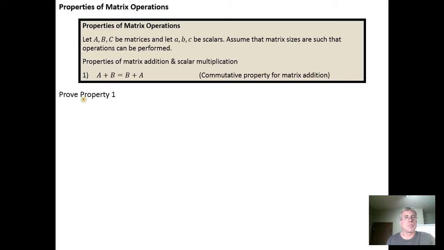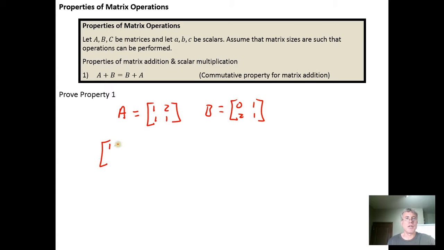So here, this says prove property 1. So property 1 was that matrix addition is commutative. The order in which we add matrices doesn't matter. So a common student error would be to do something like this, to give me a couple concrete matrices. It'd say, hey, let A equal [1, 2; 1, 1], and let B equal, let's do another matrix, [0, 1; 2, 1]. And then they'll do something like this.